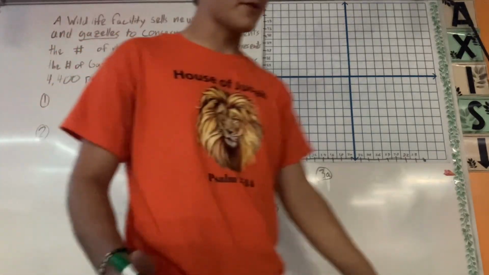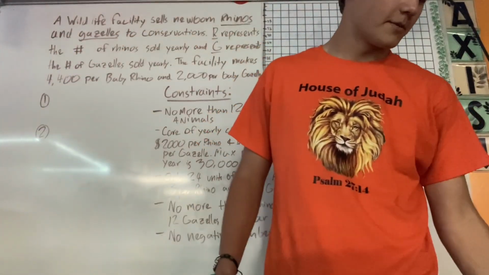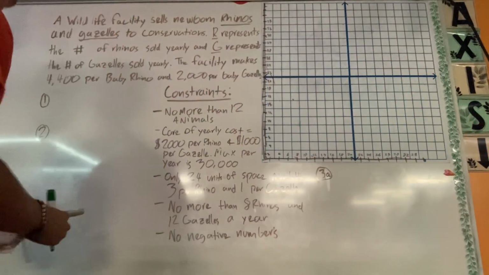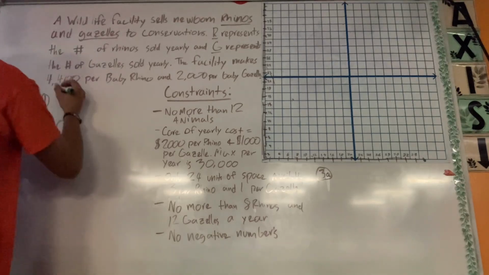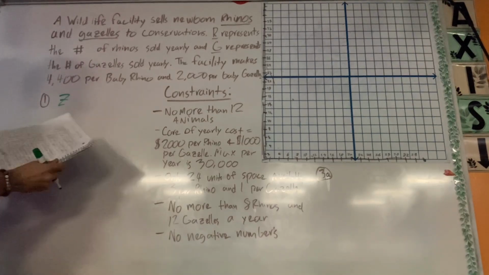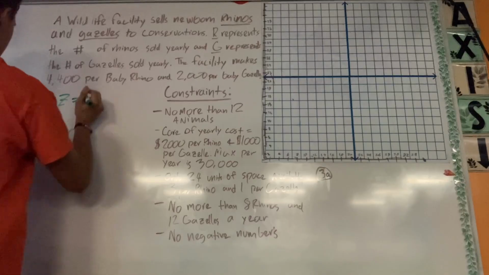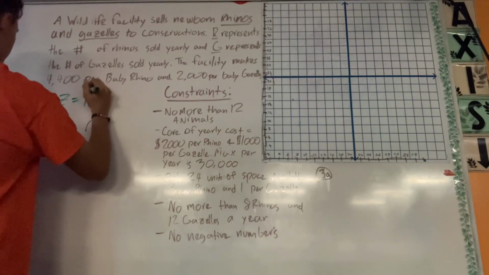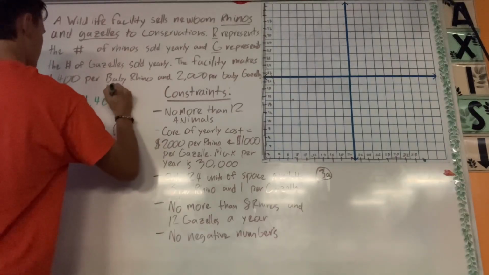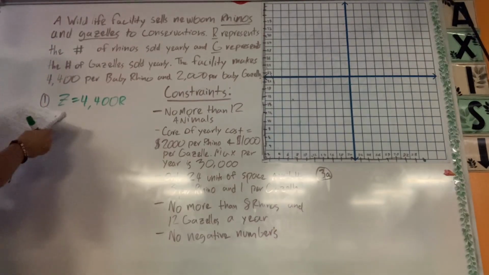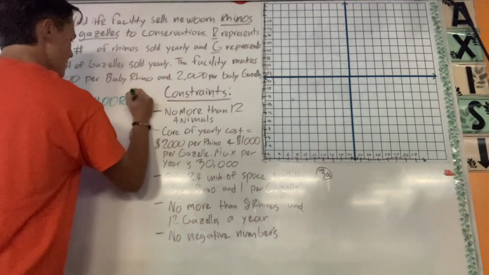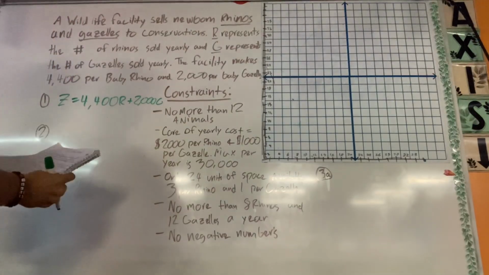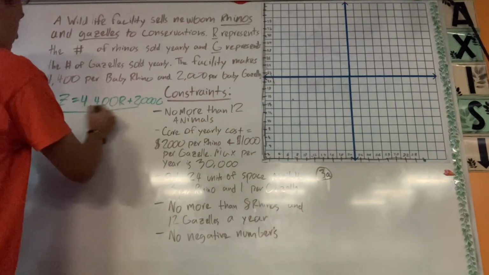So first, we need to write our objective function. So that will be green. Alright, so we have Z, which is going to be the total profit that they're going to make. Then we have the amount per rhino, which is $4,400 per rhino. R represents rhino. And then we can add on the 2,000 per gazelle, which is G. And that would be our objective function that we could come back to.